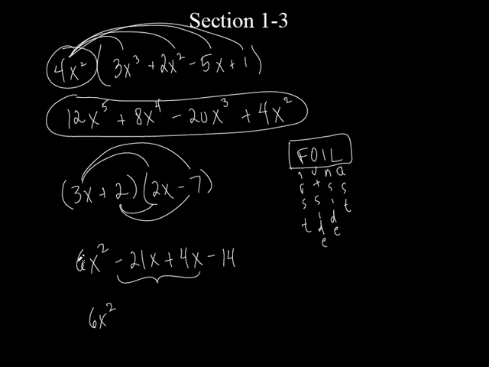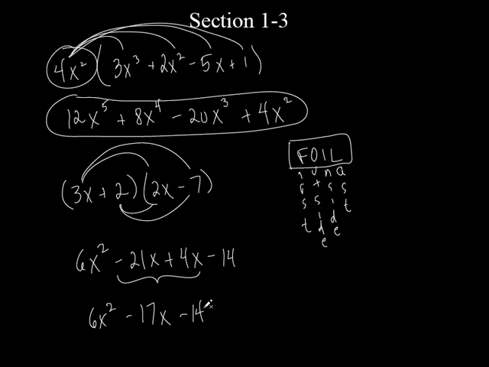So it's 6x squared, because there's no other x squareds. But these two are like terms. Negative 21x plus 4x is, what's that? Negative 17x. And then minus 14. There's no like terms here, are there? Because this is x squared, x, and just a regular number.